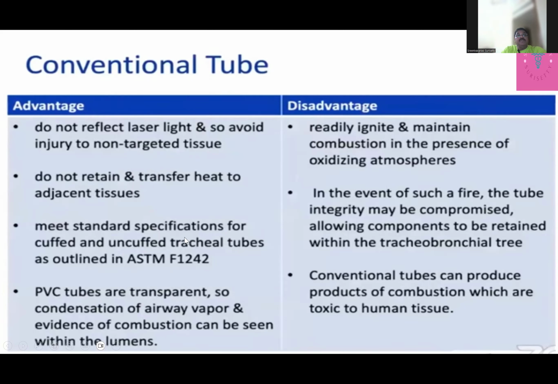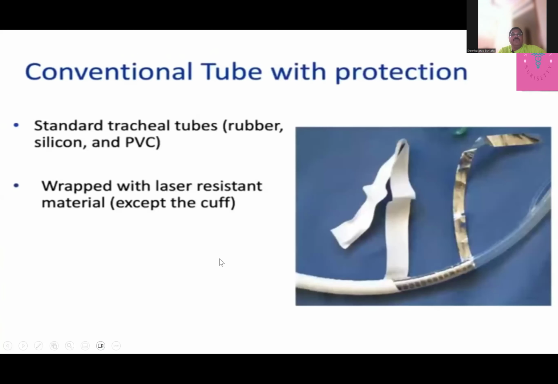What are the disadvantages of conventional tubes? They readily ignite and maintain combustion in the presence of oxidizing atmospheres. In the event of such a fire, the tube integrity may be compromised, allowing components to be retained within the tracheobronchial cavity, especially with the PVC tube. Conventional tubes can produce products of combustion which are toxic to human tissues. So these are all the conventional tubes.